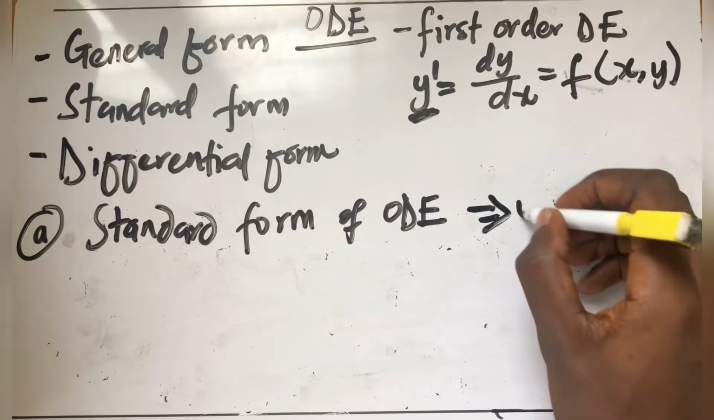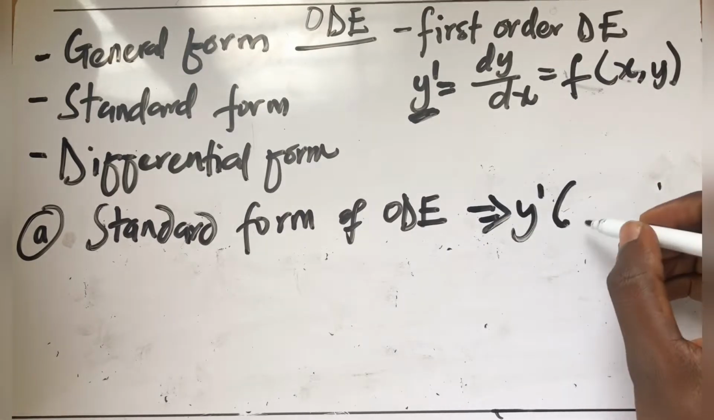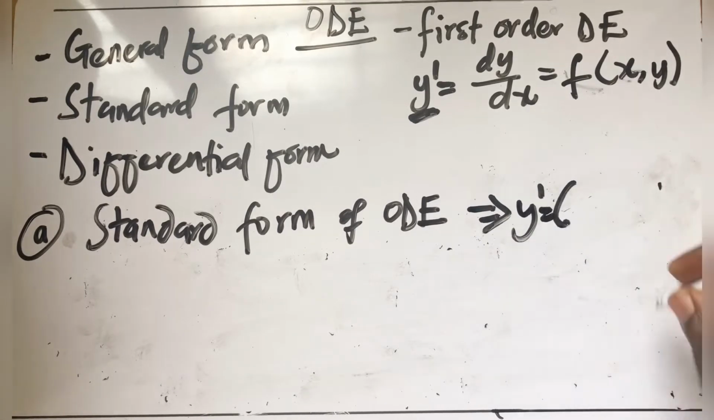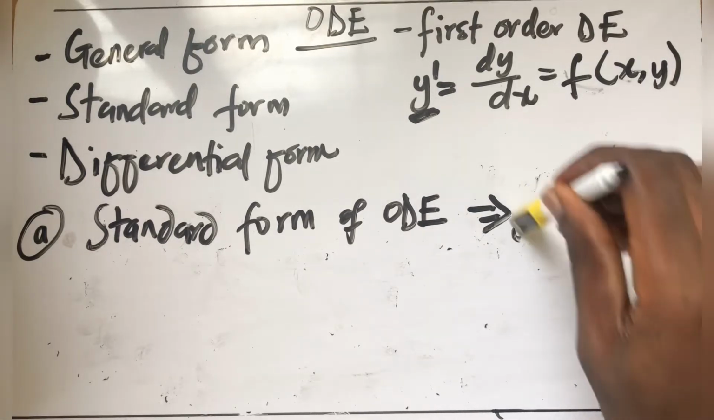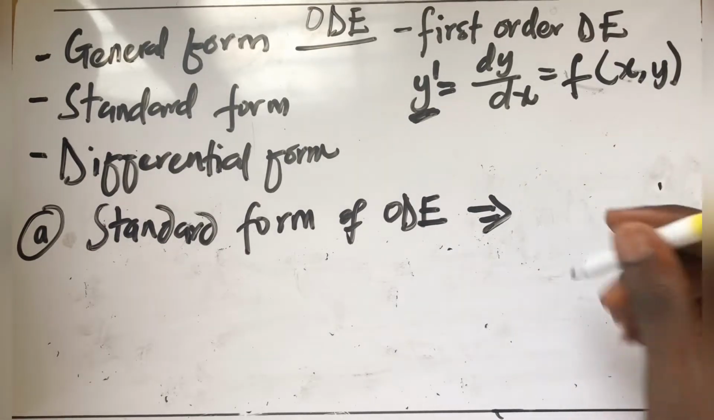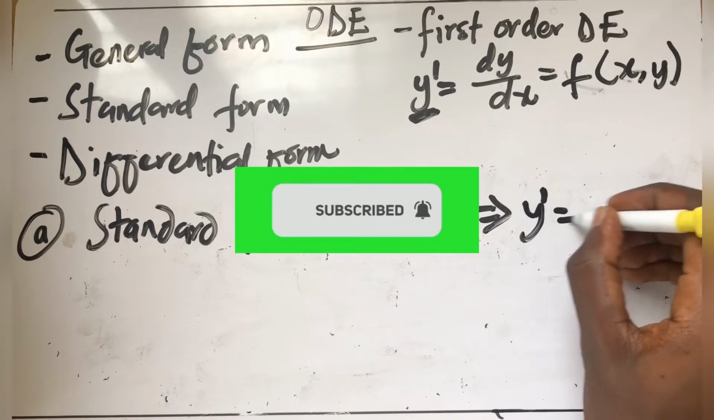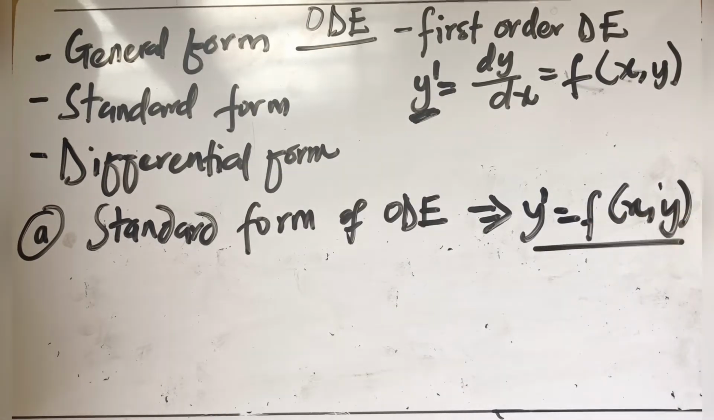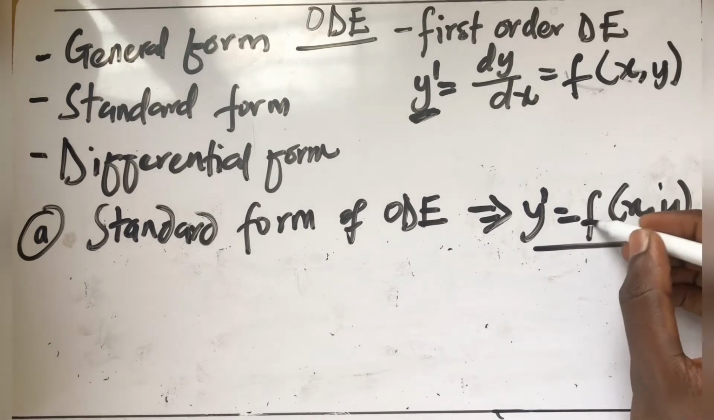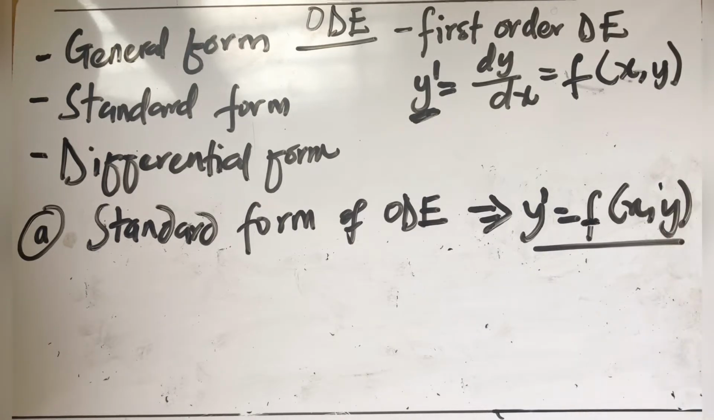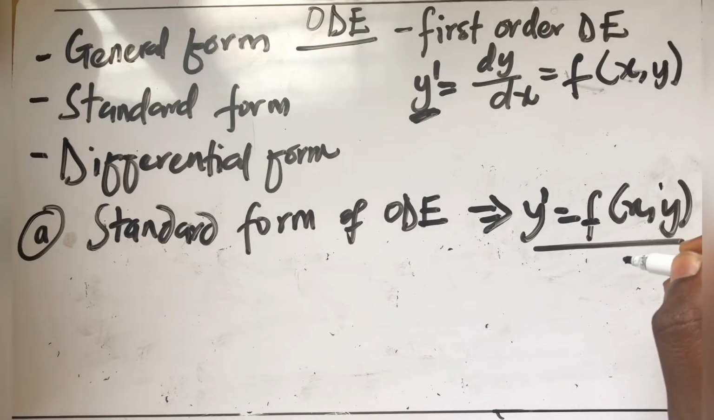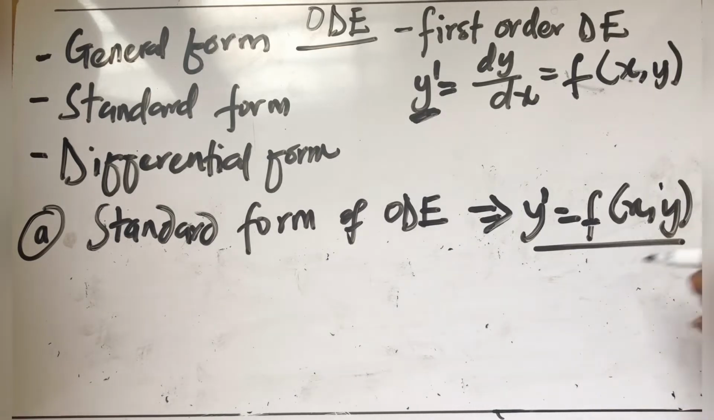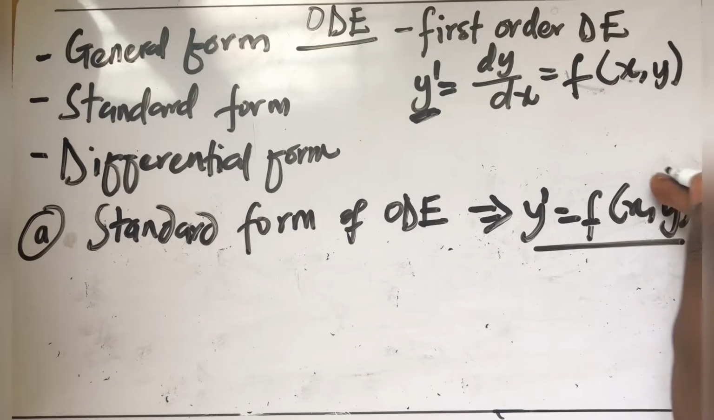So we have y prime to be equal to a function of x and y. This is how we write the standard form of an ordinary differential equation. But for the general form of an ordinary differential equation, we got to know that it was a bit different.